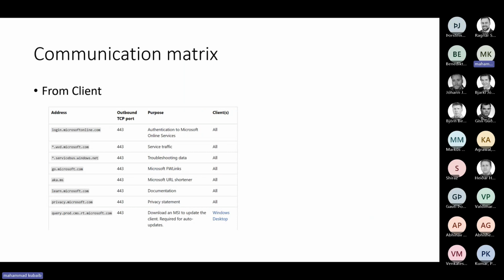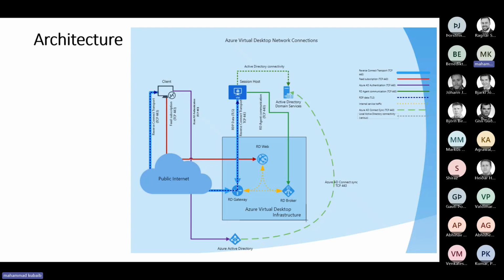Yeah, coming to the communication matrix. Before I jump into the communication matrix, I wanted to highlight one thing. All the traditional VDA solutions require inbound communication, for example from the internet, where you need 443 or other ports to be allowed. But with Azure Virtual Desktop, you don't need any inbound communication to your virtual machine. So this is the beauty when it comes to security.